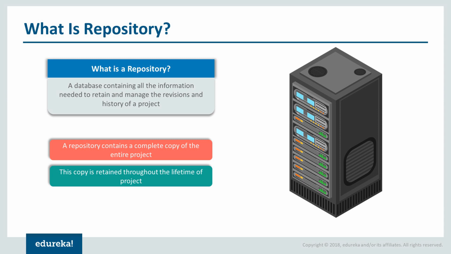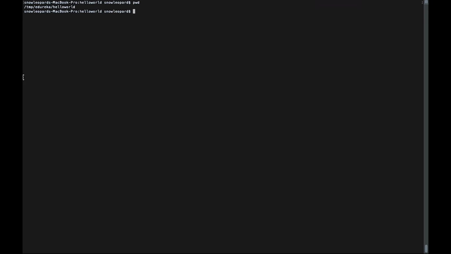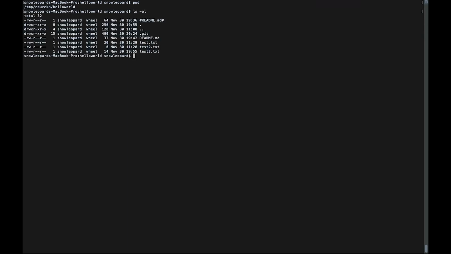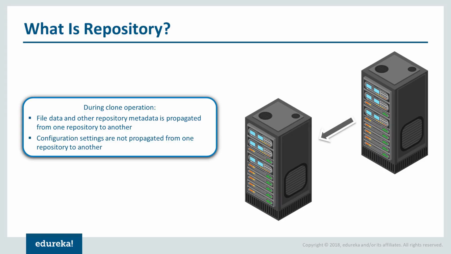So if I go back to the project, this is the Hello World project which we cloned from GitHub in the last module, and if I look at the project structure, then this is the .git directory we are talking about. So the clone command copies the repository to a local computer. During this clone operation, the file data and other metadata is copied from one repository to another. However, the configuration settings are not propagated from one repository to another.